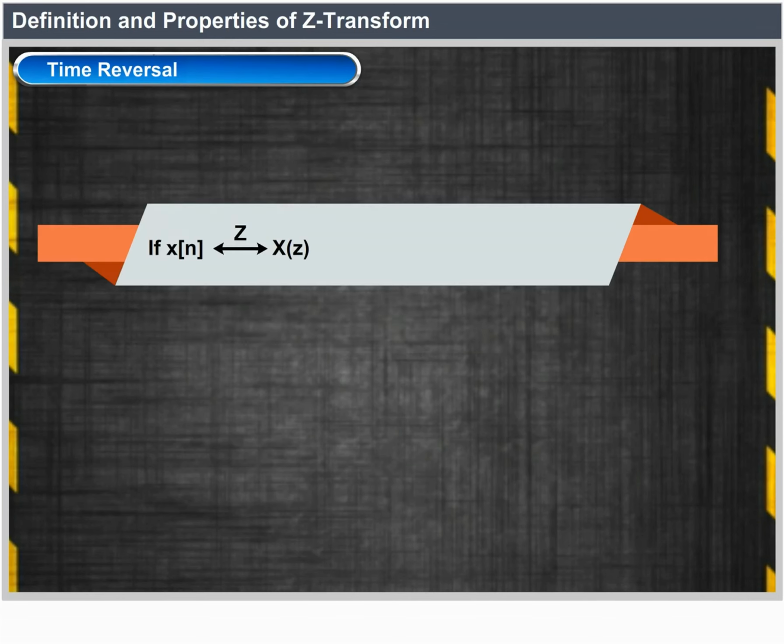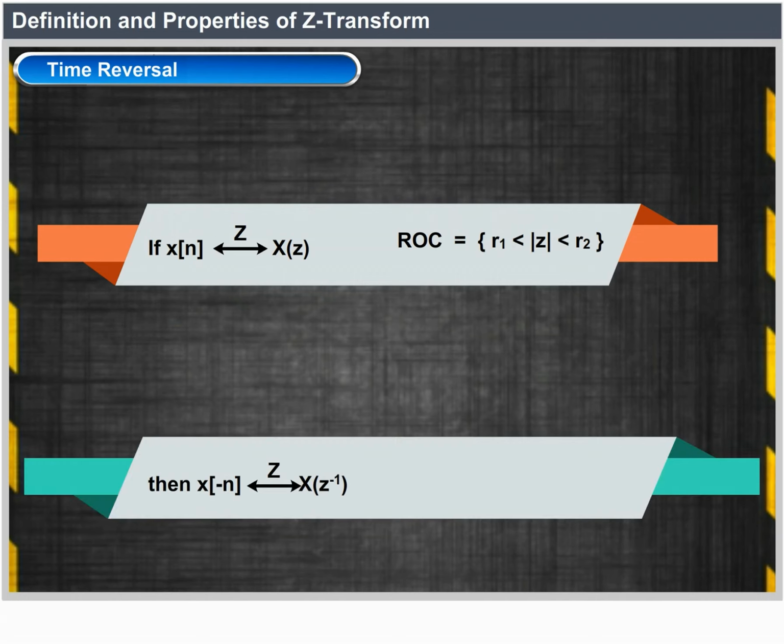Time reversal. If x(n) is related to X(z), with region of convergence R1 < |z| < R2, then x(-n) is related to X(z^-1), with region of convergence 1/R2 < |z| < 1/R1.